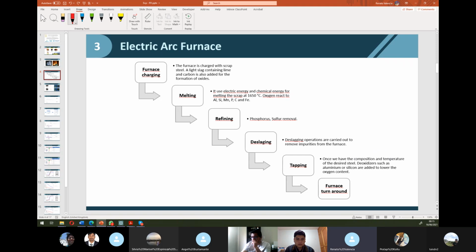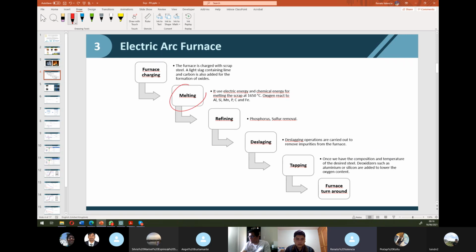In the next slide, we have a diagram of the total process that occurs in the electric arc furnace. First, this furnace is charged with scrap steel, and a light slag containing lime and carbon is also added for the formation of oxides.